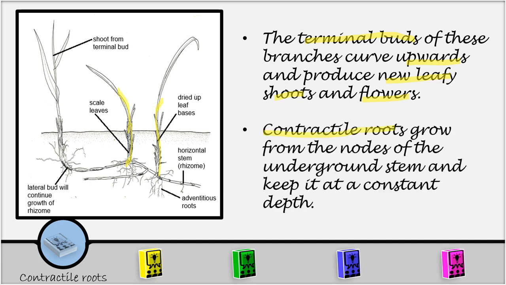Contractile roots grow from the nodes of the underground stem and keep it at a constant depth. So here we have the contractile roots. The contractile roots will grow at the nodes, and they will keep the stem at the same level in the ground.